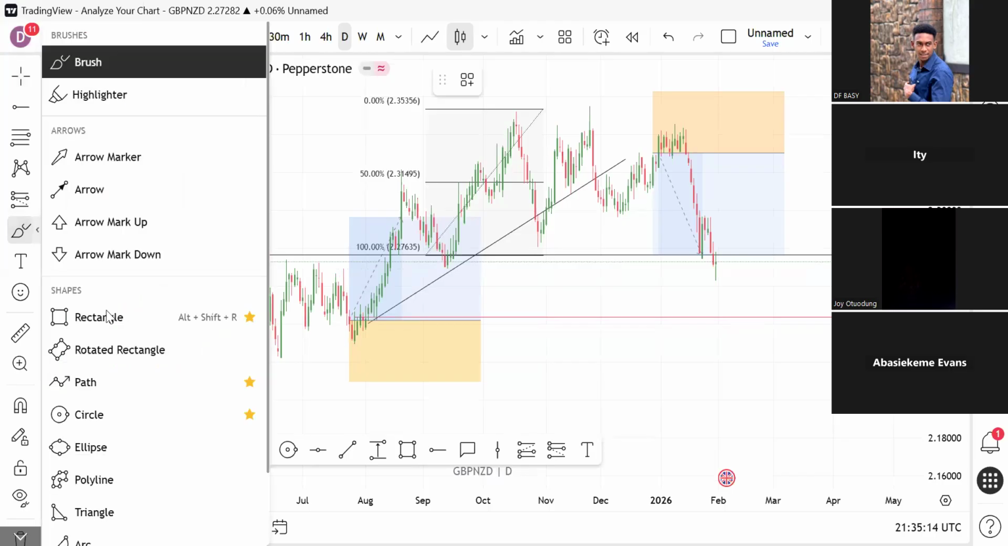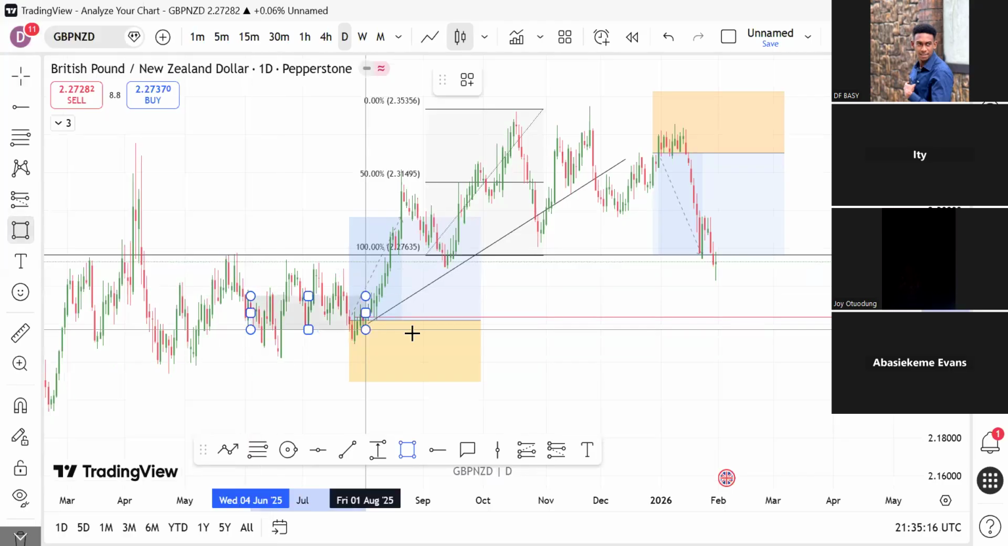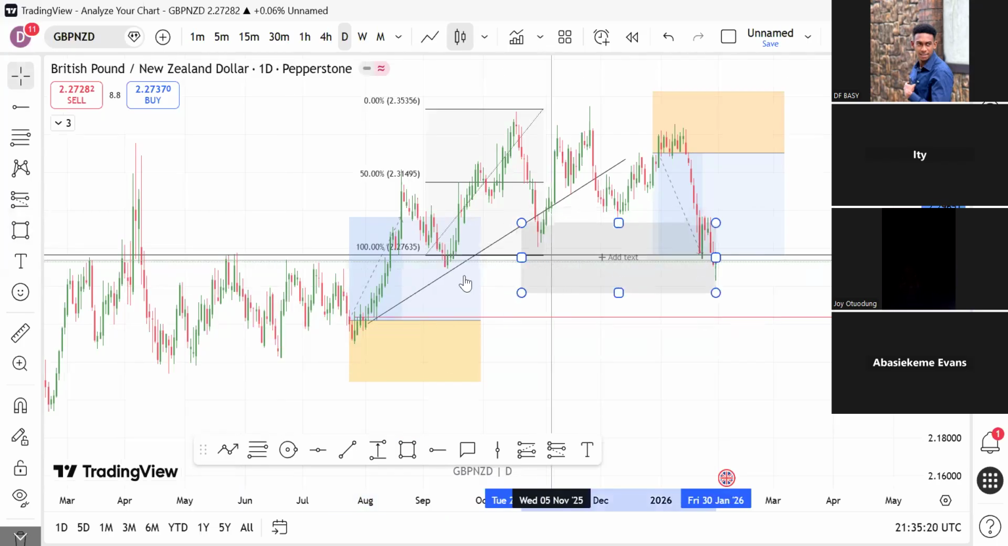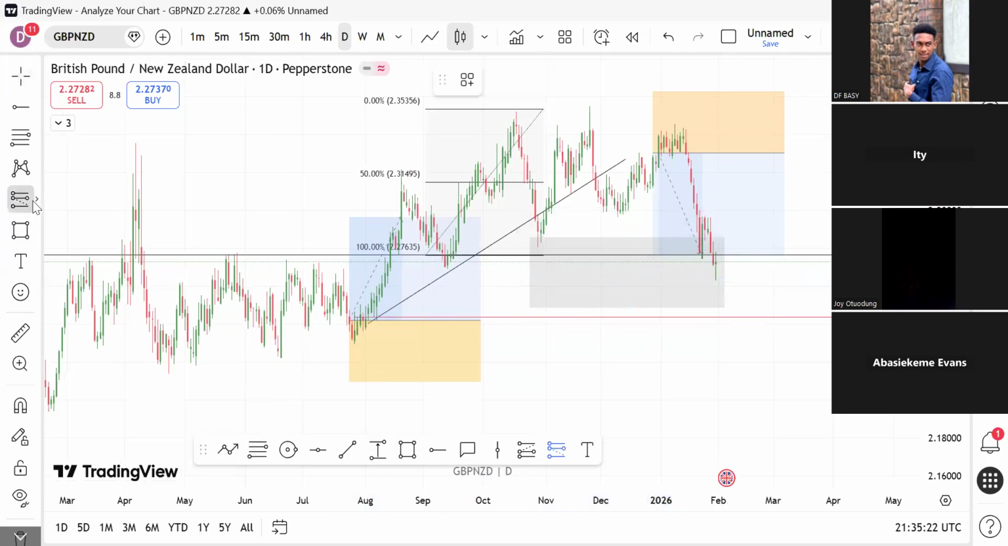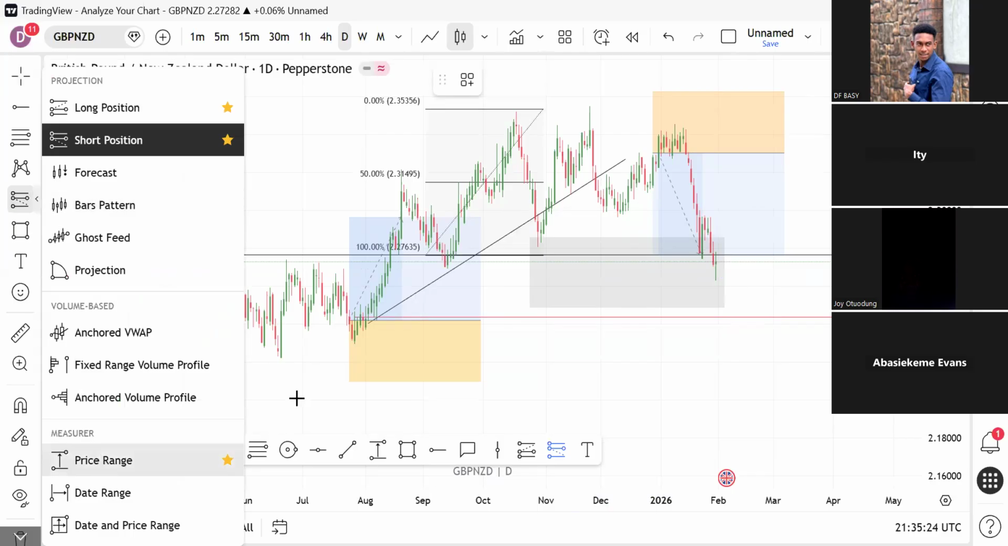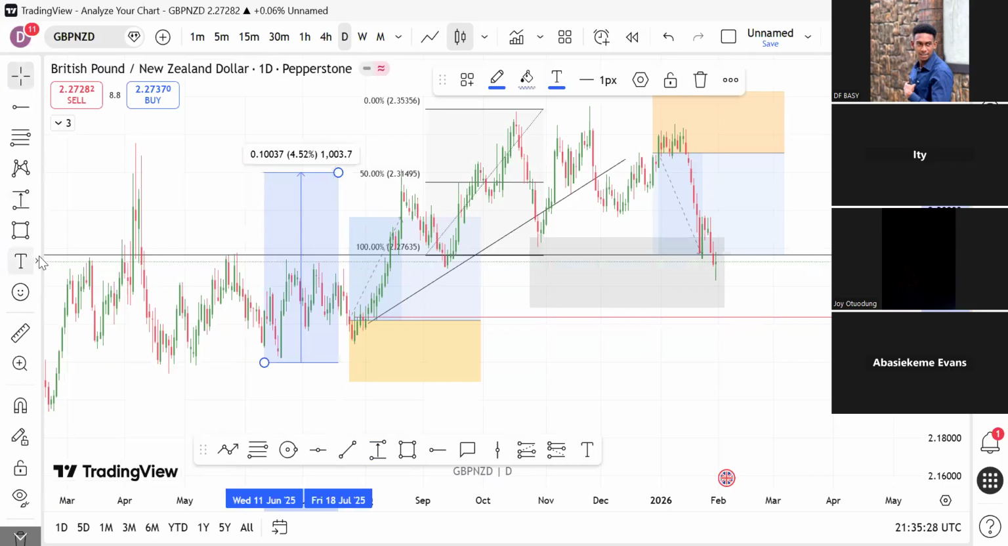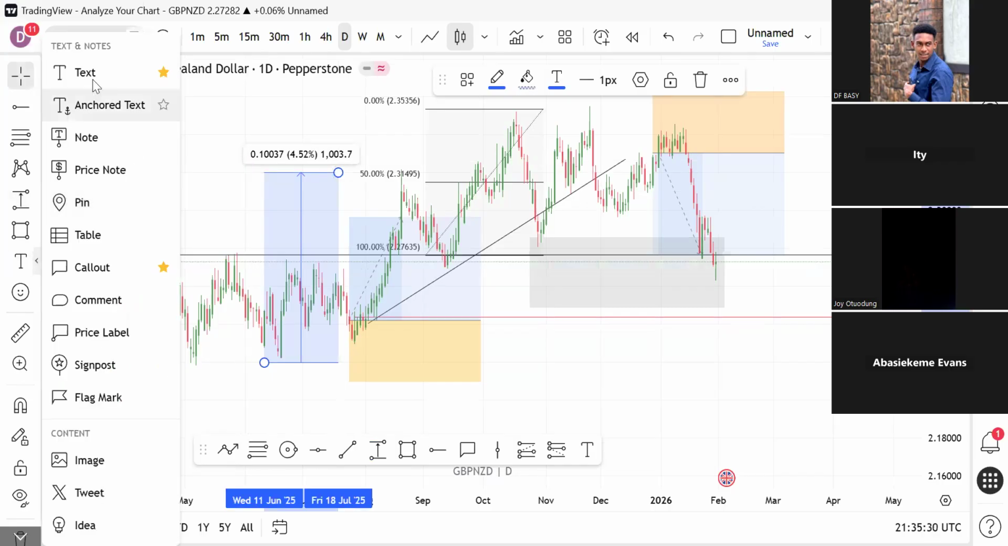So we have the rectangle. This is what you use to mark out your POIs, your order blocks, etc. Then this is your price range, just showing you all these tools. And this is a text. This is the one I used in typing earlier on.